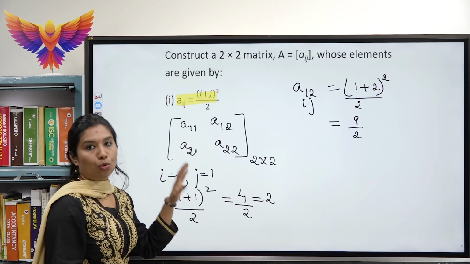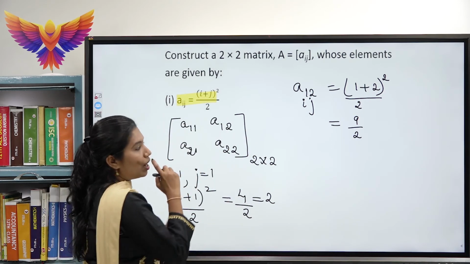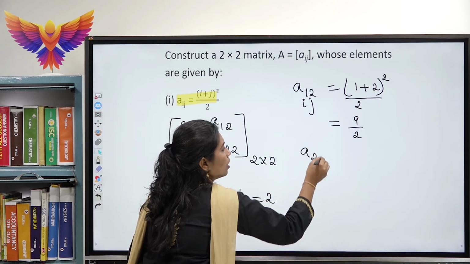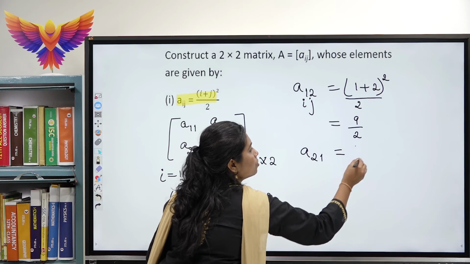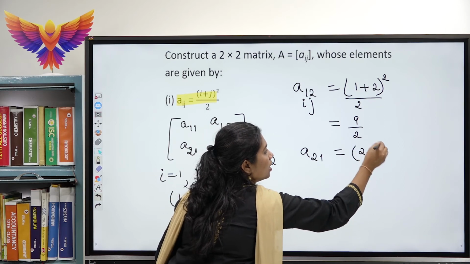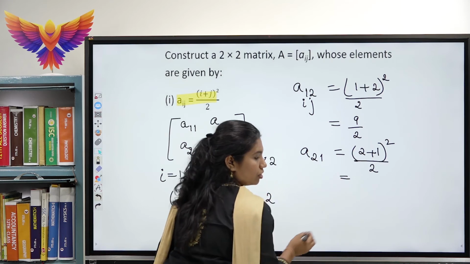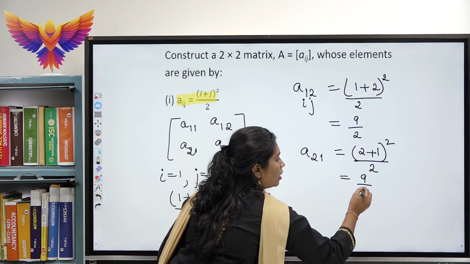Same way A21. So I is 2 and j is 1 here. Same procedure. It is 2 plus 1 the whole square over 2 again, which is 3 the whole square, which is 9 by 2.